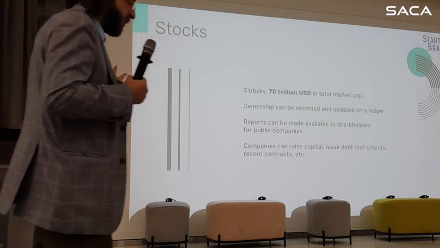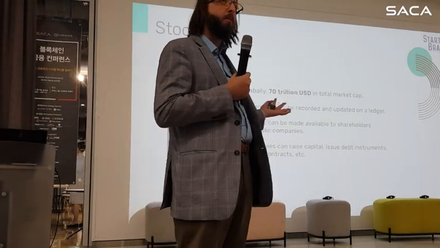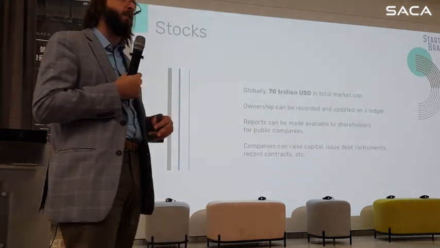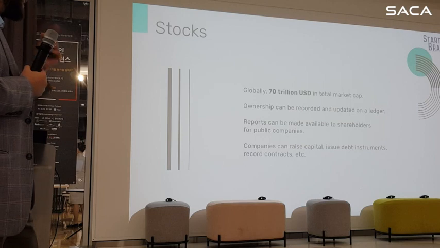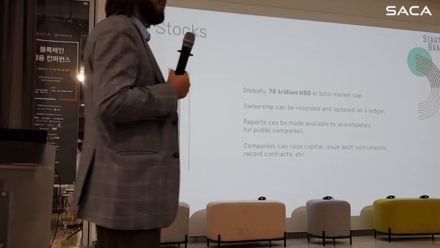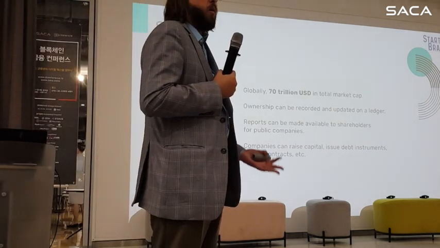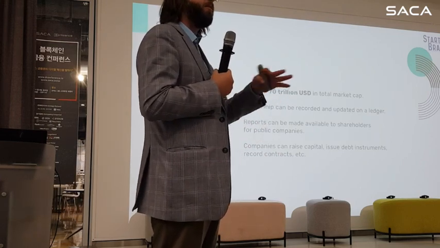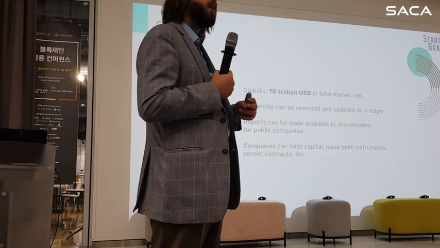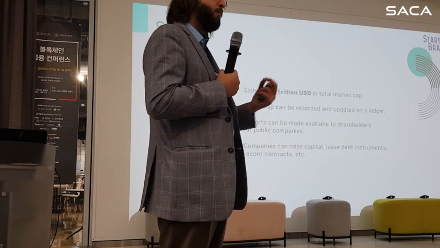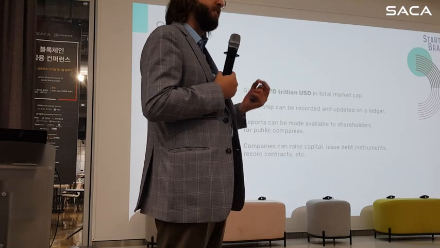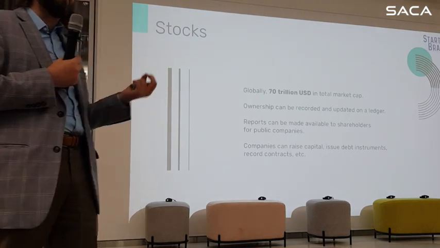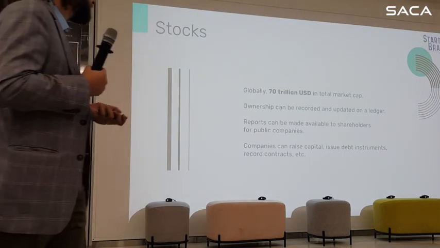Okay, so stocks. This is obviously a very simple application. As far as securities are concerned, it's a $70 trillion market globally. We can actually have ownership recorded and updated on the ledger itself. And with all this, using the public key infrastructure, we can restrict the transfer of ownership as well, right? So we can whitelist people who have the ability to purchase certain types of stocks, maybe in the private equity markets, where there are various restrictions with respect to securities.